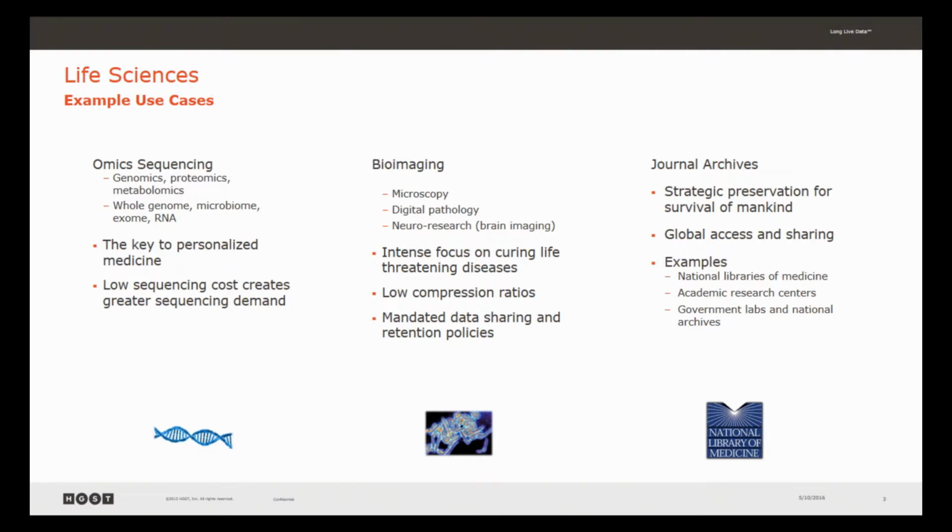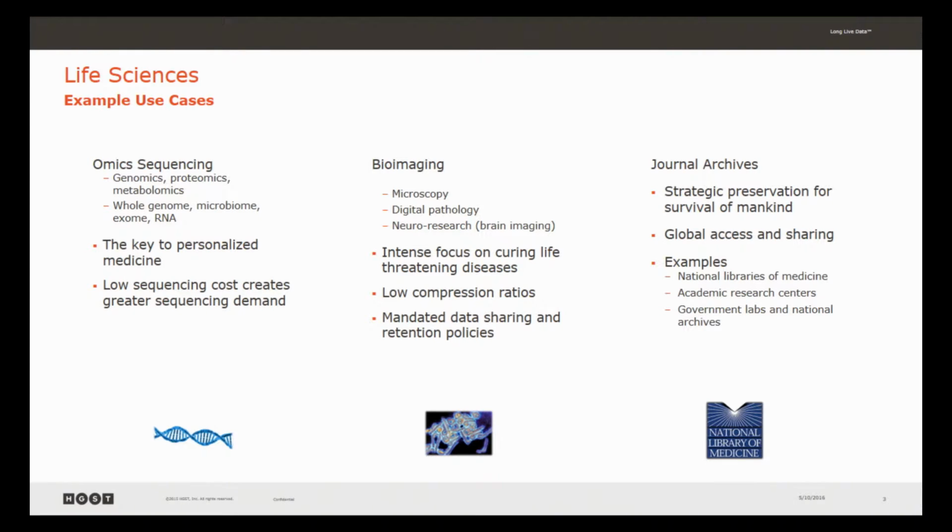And then, of course, journal archives. Interestingly, last year I ran across a gentleman from the National Library of Medicine, and his job is to fly around the world and work with small third world countries and make sure that their medical information and journals are captured and archived for safekeeping because of political instability.